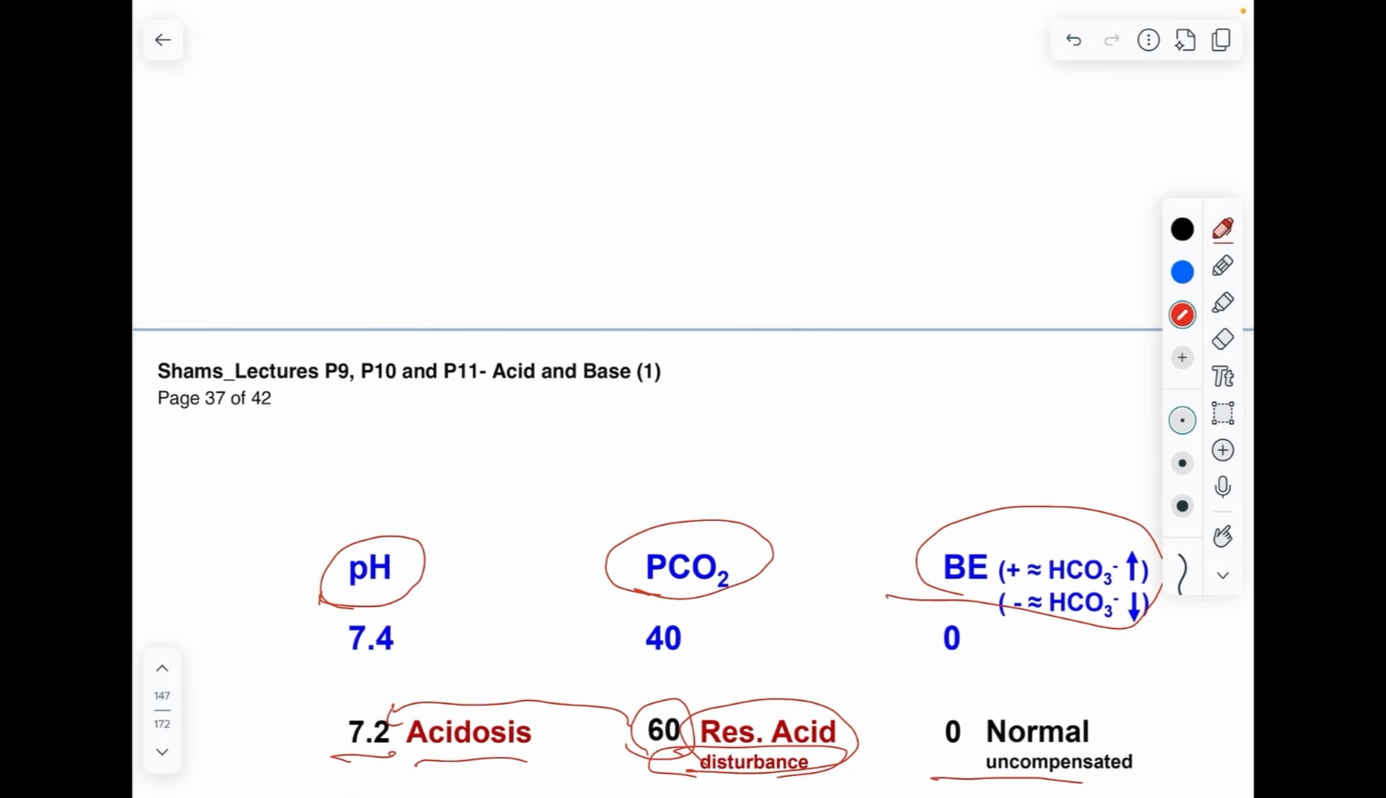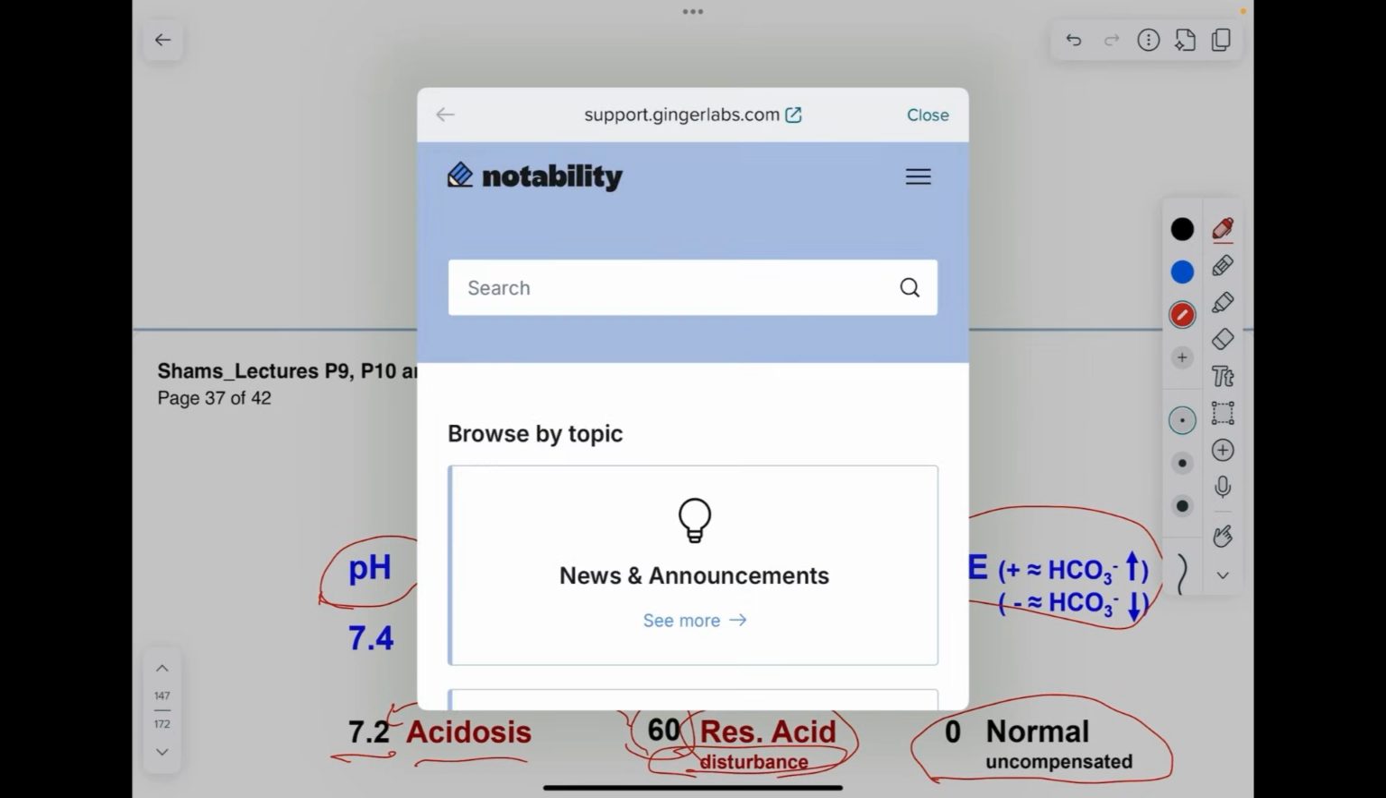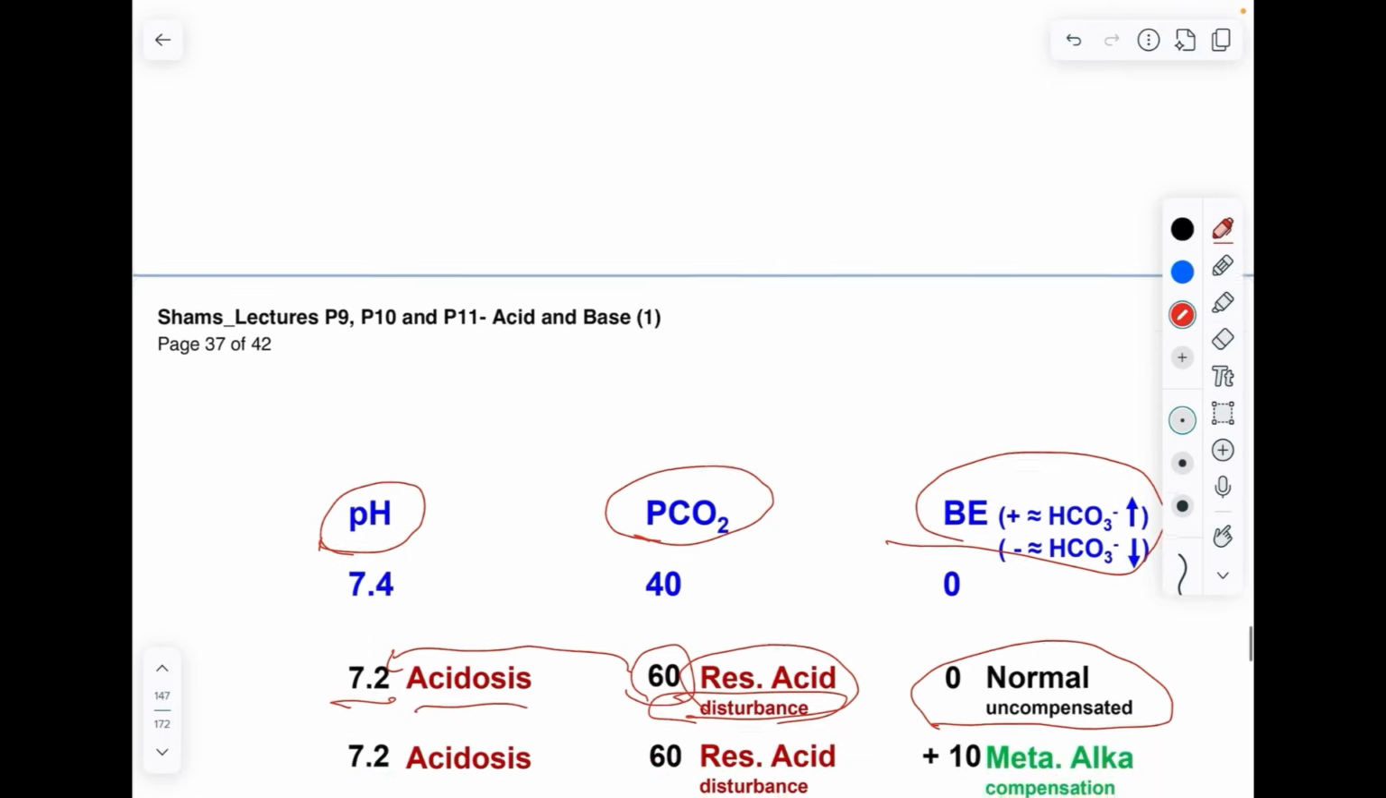Now you look at the base excess. It will be normal. When it's normal, it means that no action has been taken. And that means that we are not yet compensating for it. Okay? So this is non-compensated respiratory acidosis.